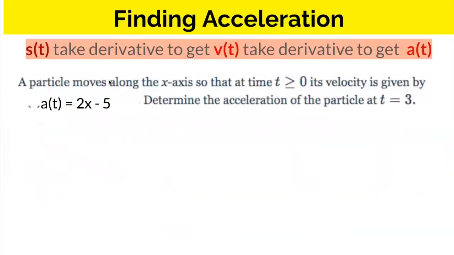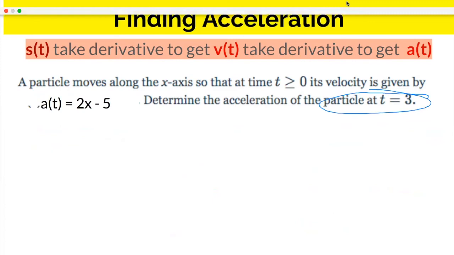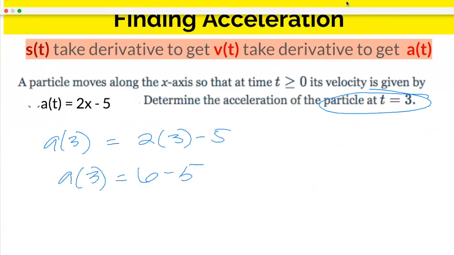Okay, then lastly, finding the acceleration. It gives us the acceleration at t equals 3. So we're just going to plug in 3. You have 2 times 3 minus 5. So that means the acceleration is 6 minus 5. So the acceleration is 1.